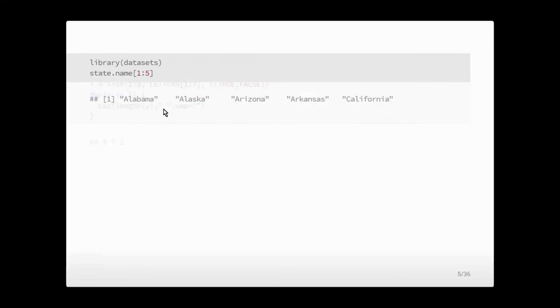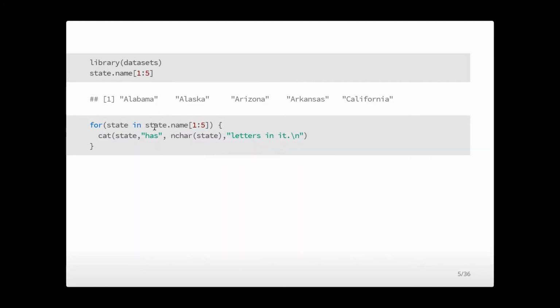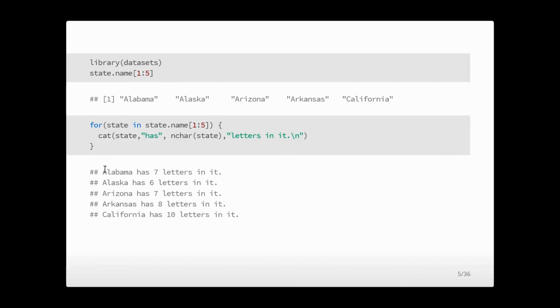Over here, I'm loading up some state names. The first 5 states alphabetically would be Alabama, Alaska, Arizona, Arkansas, and California. And then we could put this into a loop, right? I could say for a state in state names 1 through 5, and it's going to say state has number of characters, letters in it, and then a new line symbol. So this will output Alabama has 7, Alaska has 6, Arizona has 7, something like that.